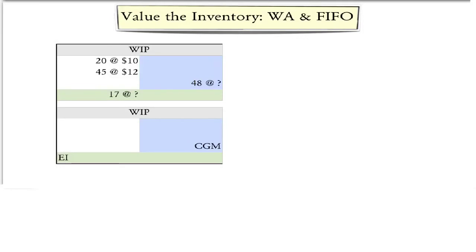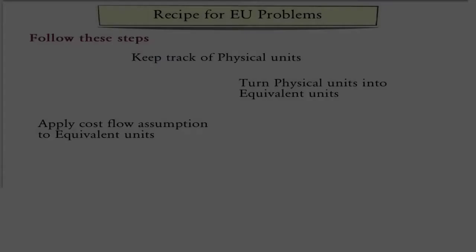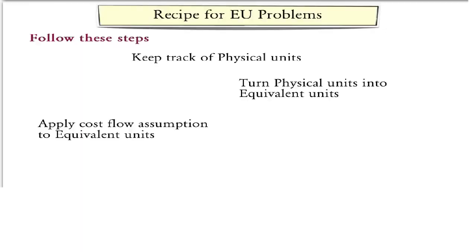In order to get the most out of the lectures, it's important to refresh your understanding of weighted average and FIFO cost flow assumptions. So here's a very simple inventory problem, and what I would like you to do is determine the value of the ending inventory and the cost of goods manufactured, first using weighted average methods and second using FIFO methods.